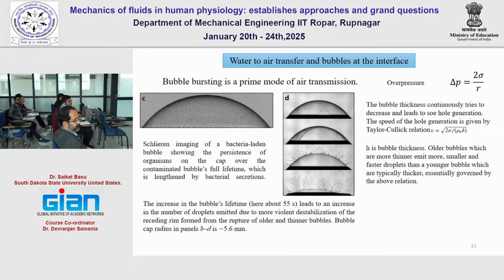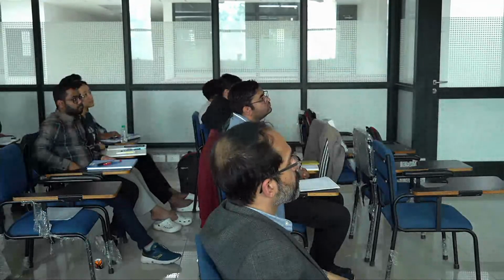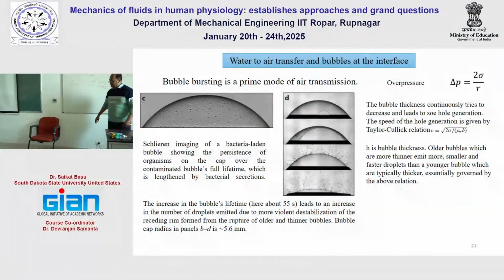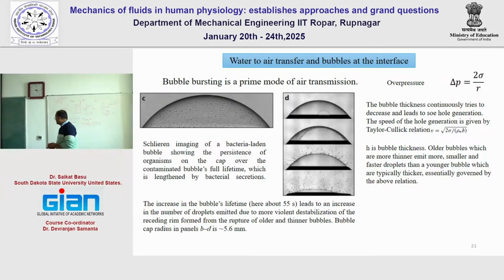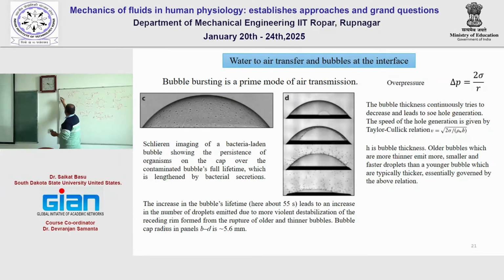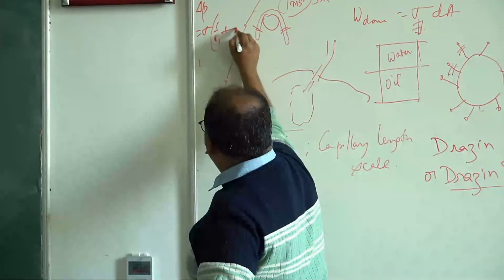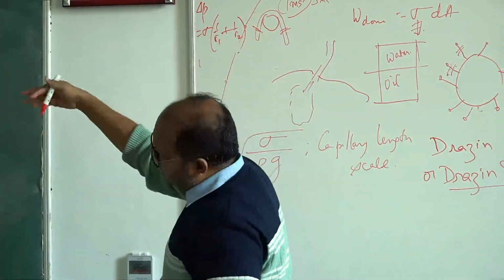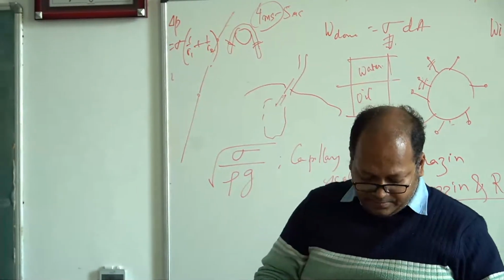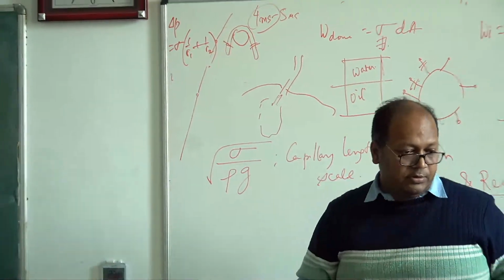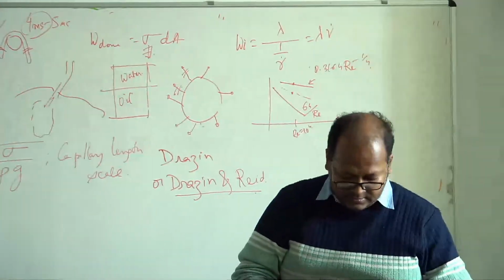So bubbles, you know from the Young-Laplace equation, there is delta P equal to 2 sigma by r. This can be readily explained if you know the Young-Laplace equation, which is delta P equal to sigma (1/r1 + 1/r2). For hemispherical, r1 and r2 will be the same, so the pressure will be delta P equal to sigma by r.